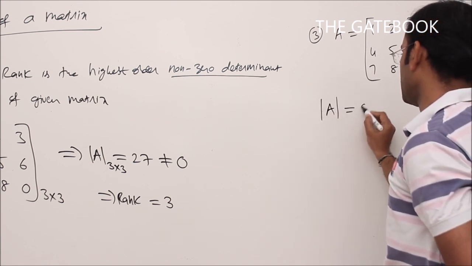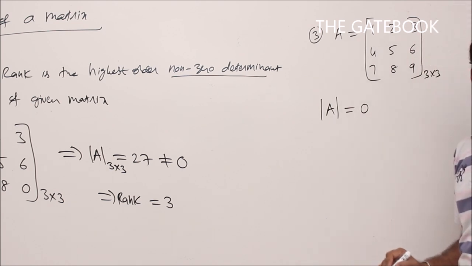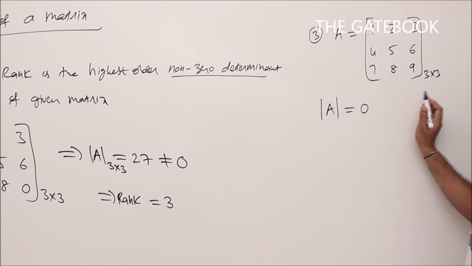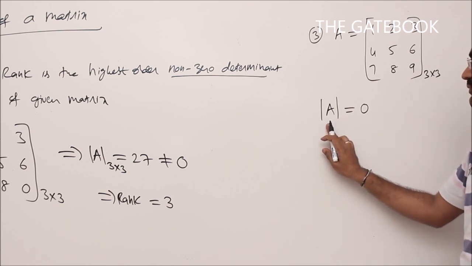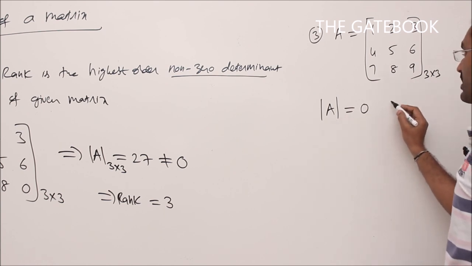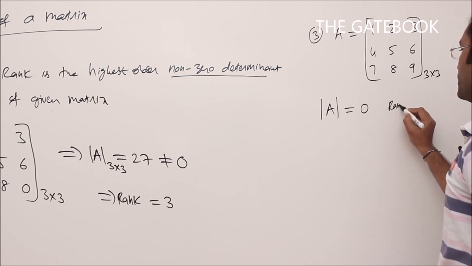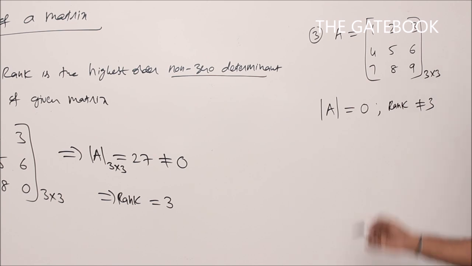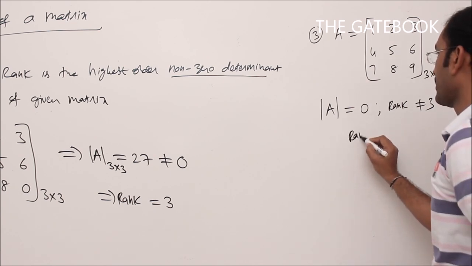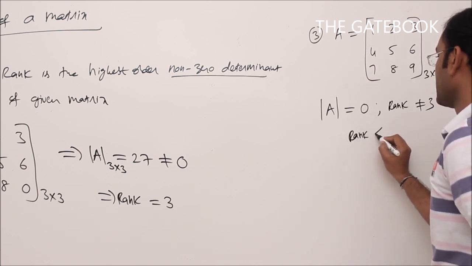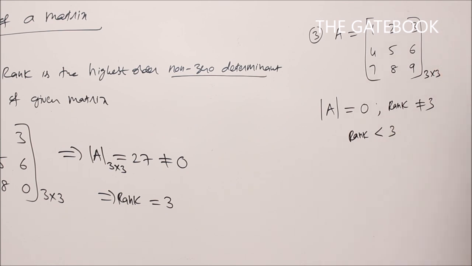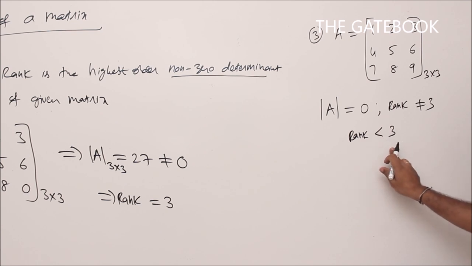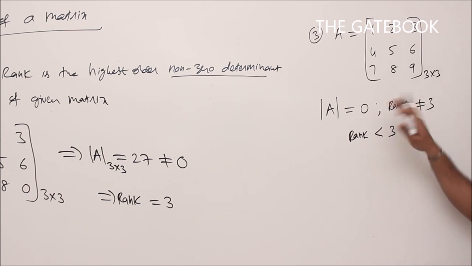Det A value is 0 because already we know that if the elements of a matrix are in consecutive order, the determinant value is 0. If the determinant value is 0, then rank cannot be 3. I can say that the rank of that matrix is less than 3 in that case. Since the determinant of order 3 by 3 is 0, rank is less than 3. So in that case, you have to go for the next lower order.